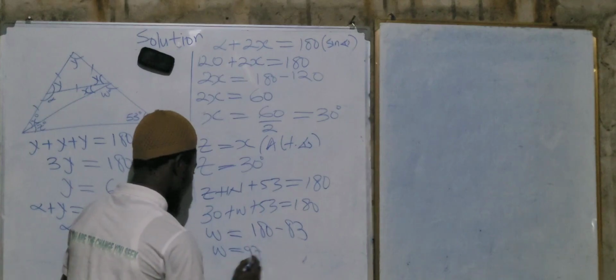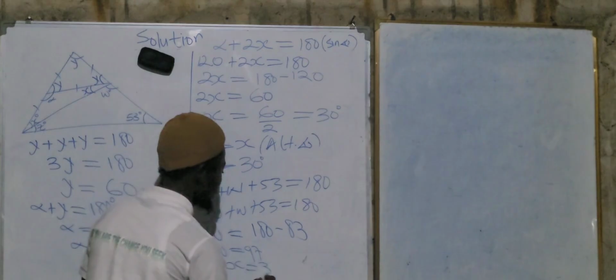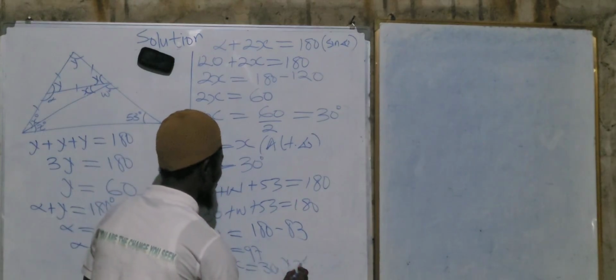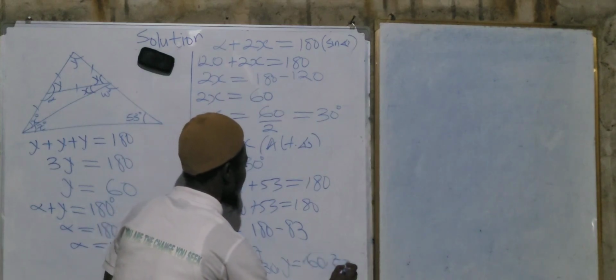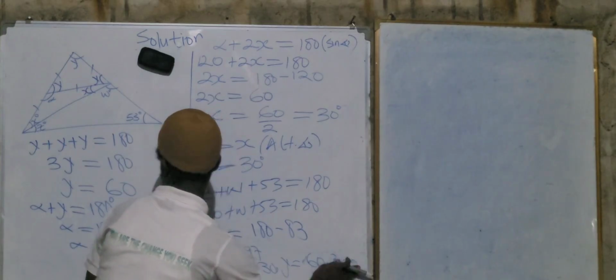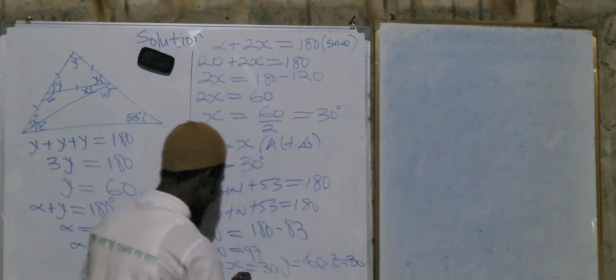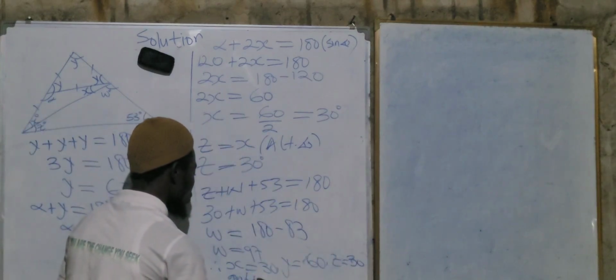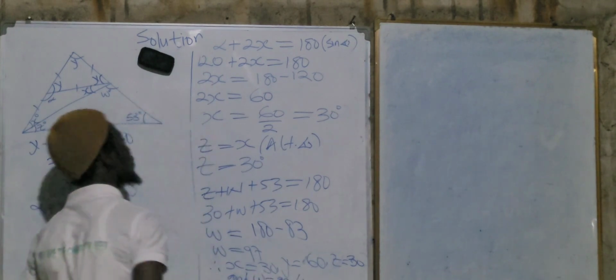Therefore, x is equal to 30, y is equal to 60, and z is equal to, what do you have for z? No, z is not 97. z is equal to 30 degrees. And w is equal to 97.